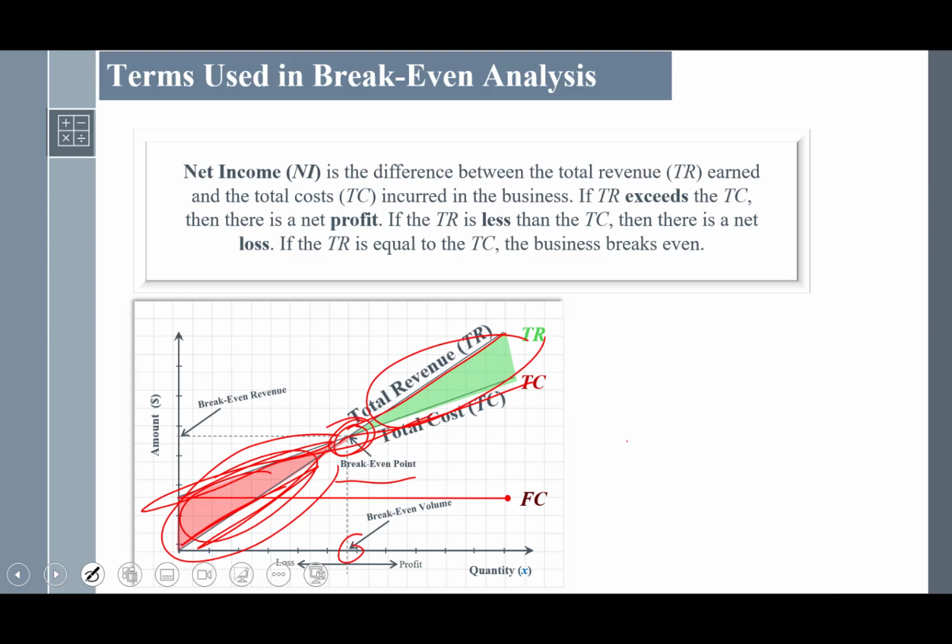This is the number of items to break even. This is the dollar value. So it might be if they sell 1,000 items, which is worth, for example, $50,000, they're breaking even. Once they sell more than 1,000 items, they would be making profit. If they sell less than 1,000 items, they would be making a loss.